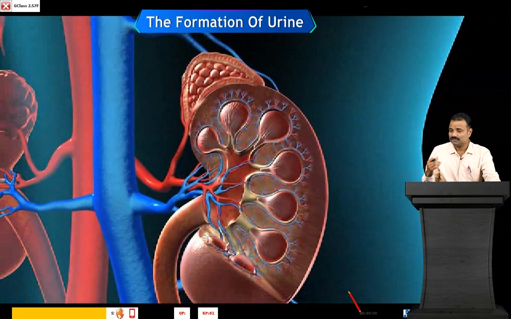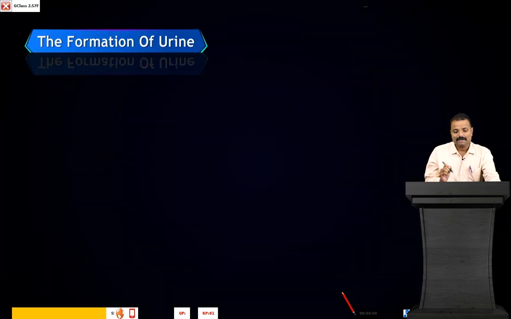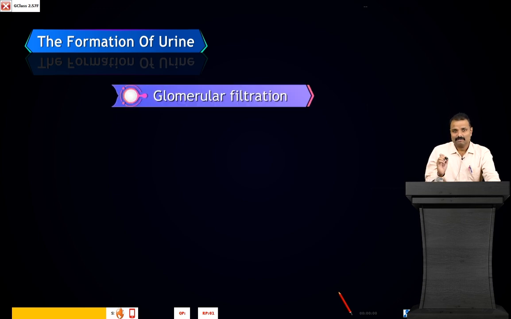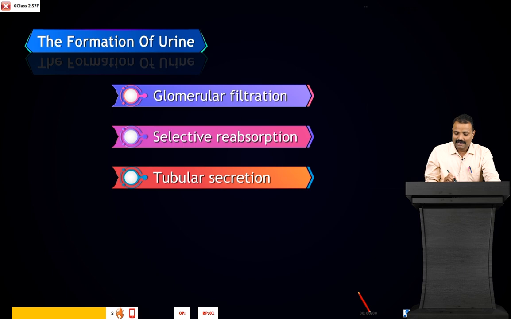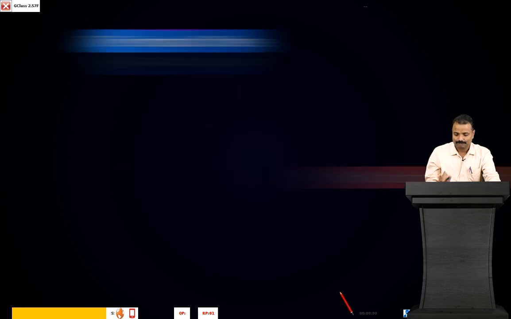So it has different stages. Now let's refer to each stage. When I am talking about the formation of urine and its different stages, I can majorly group them into three stages. First one is glomerular filtration. Second is selective reabsorption, also known as tubular reabsorption. And the third one is tubular secretion. So let's learn about each of them.